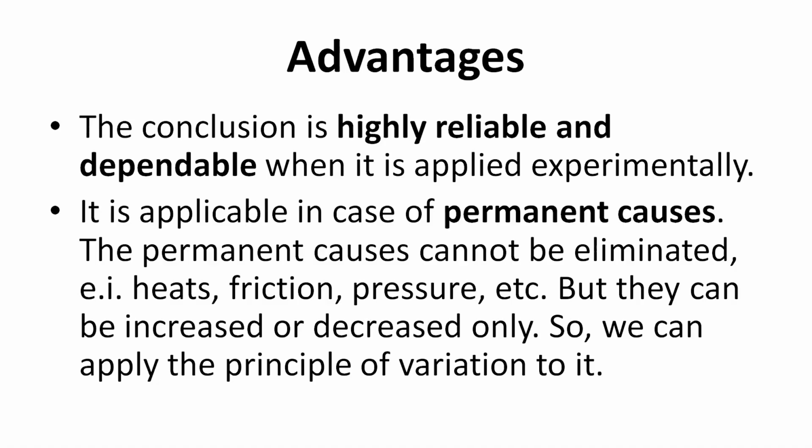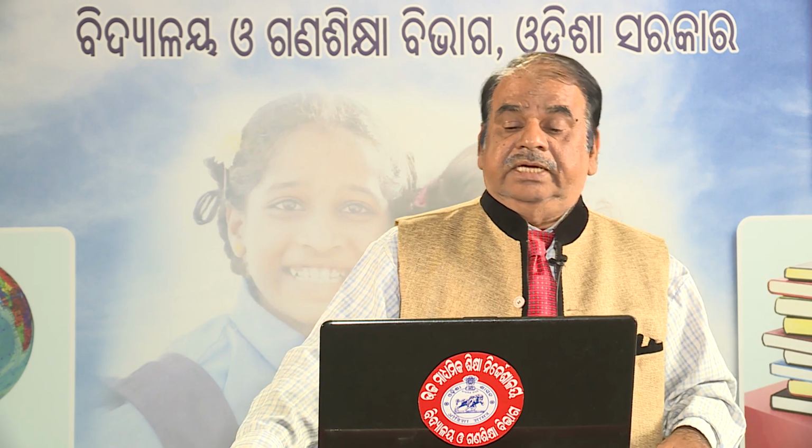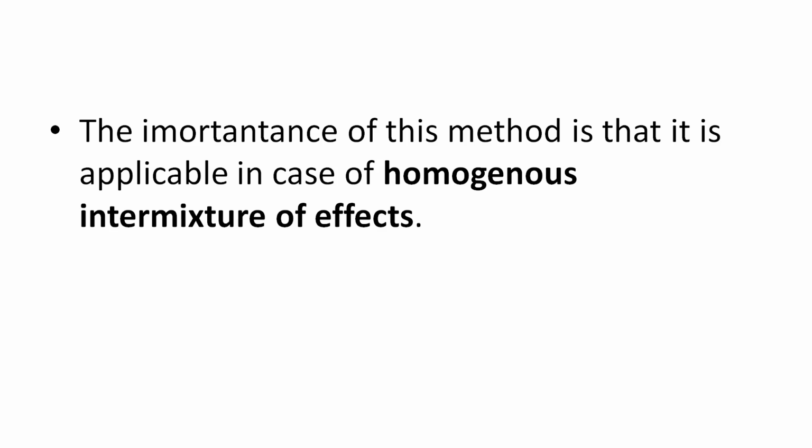So, heat, friction, pressure, all these cannot be taken away permanently, but there can be some variations or numerical variations in these factors. So, basing on those numerical variations, we can find out the causal relationship. Heat or pressure, they can be either increased or decreased. So, we can apply the principle of variation in case of permanent causes, and this is very important for this method.